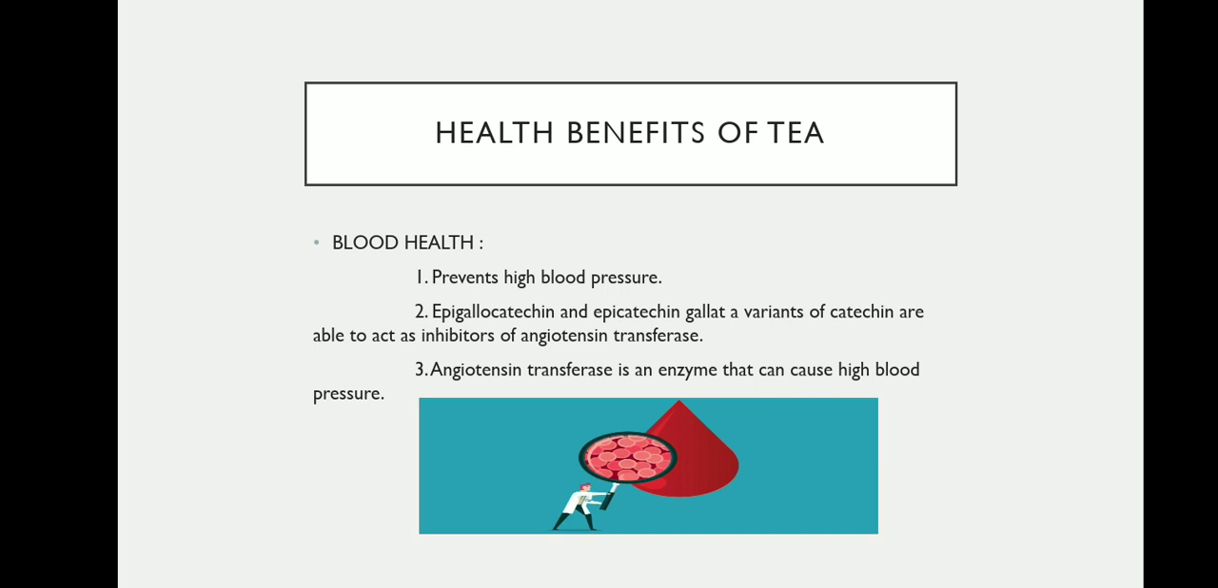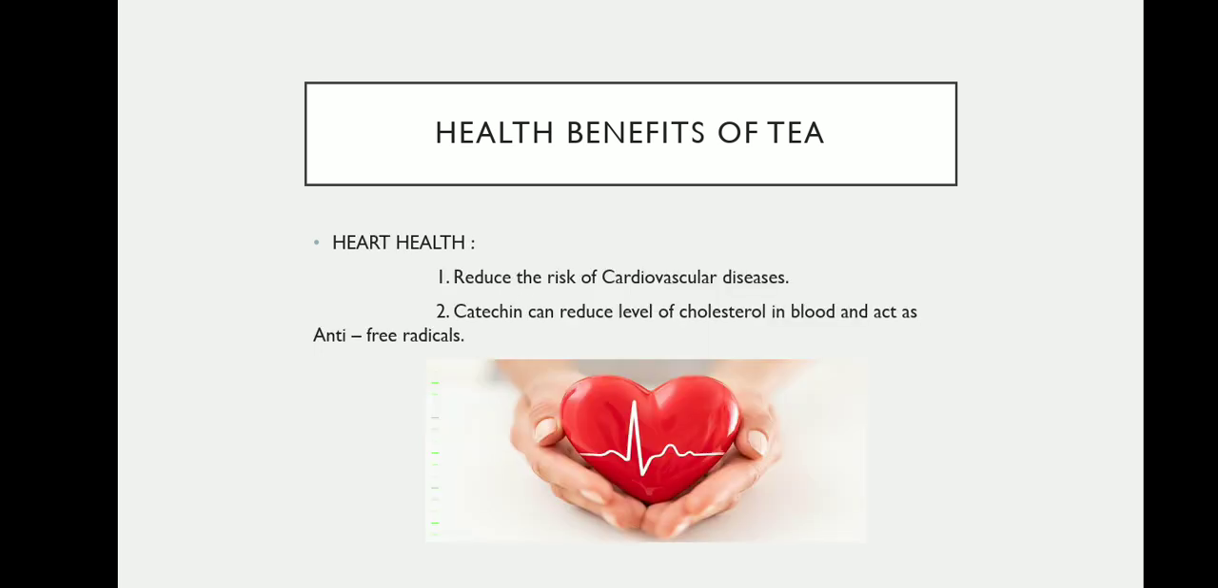Blood health. It helps prevent high blood pressure. The epigallocatechin and epicatechin gallate, variants of catechin, are able to act as inhibitors of angiotensin converting enzyme. Angiotensin converting enzyme is an enzyme that causes high blood pressure. Heart health. It reduces the risk of cardiovascular disease. Catechin can reduce the level of cholesterol in blood and act as an anti-free radical.